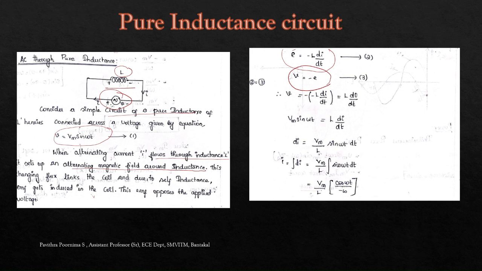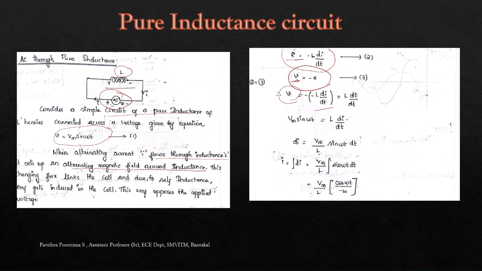The first equation is V equal to Vm sin omega t, the second equation is for the EMF, and the third equation is for the applied voltage, which opposes the EMF induced in the coil. So substituting the second equation into the third, V equal to minus E, where E is minus L into di divided by dt, and minus into minus will be plus. So V is L into di divided by dt. And V according to the first equation is Vm sin omega t, which is equal to L into di divided by dt.